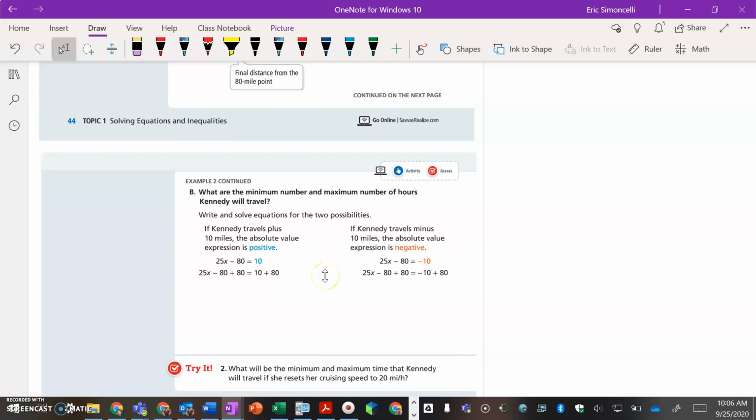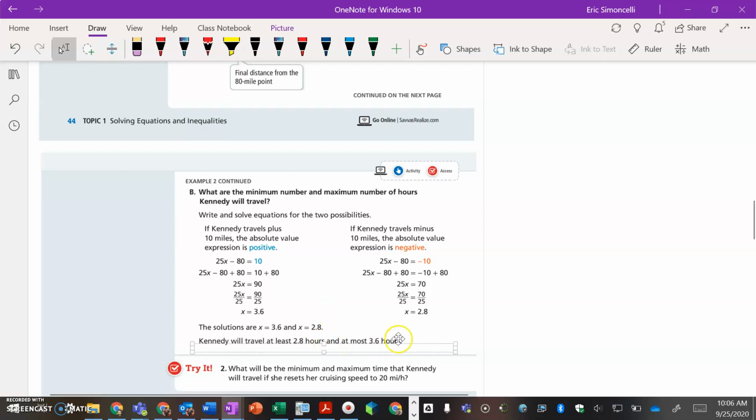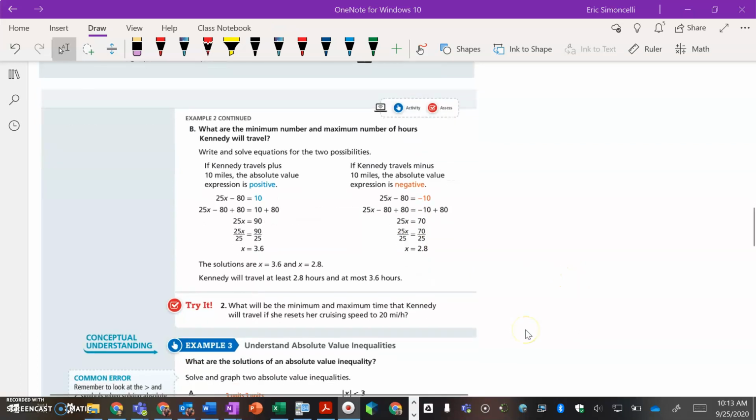Solve each one individually, so add 80 on both. When you add 80 to both, 80 plus 10 of course is 90. Here you add 80 but it's negative, so it ends up being 70. And then if you divide by 25, you get x on one hand to be 3.6 and on the other to be 2.8. The solutions are x equals 3.6 and x equals 2.8. Kennedy will travel at least 2.8 hours and at most 3.6. Okay, so let's move on.